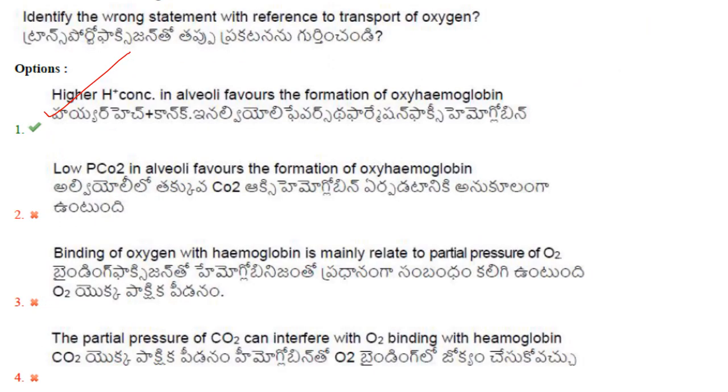Then next one. Identify the wrong statement with respect to transport of oxygen. Higher hydrogen ion concentration in alveoli favors the formation of oxyhemoglobin. So oxygen can attach to hemoglobin and form oxyhemoglobin. Then the partial pressure of oxygen is an important factor in oxygen binding to hemoglobin. And other factors include carbon dioxide partial pressure, hydrogen ion concentration, and temperature.